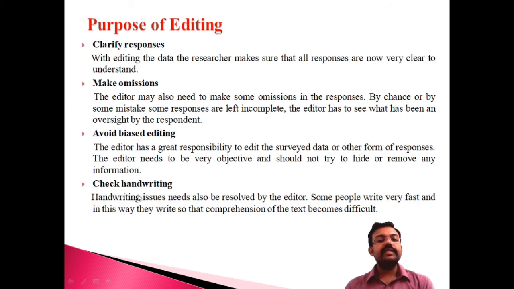And another one is to check the handwriting. Handwriting issues are sometimes very relevant in the editing process, so the editor can resolve this part to some extent. The handwriting issues can be solved with the help of editing, and it is easy to identify what is recorded rightly. Some people write very fast, and in this way they write so that comprehension of the text is difficult.